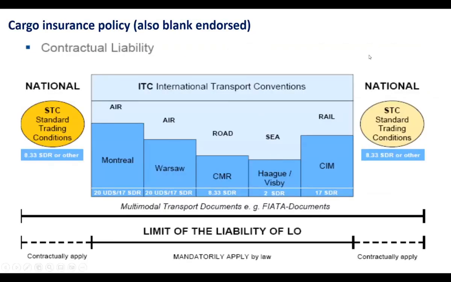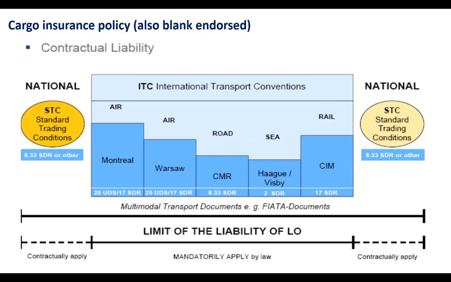Now let's go back to look at the cargo insurance policy, also known as a blank endorsed. Every cargo insurance policy, cargo can be transported across various modes. And all the various modes have got their peculiar international conventions that they use. And this specifies the contractual liability, and it also sets out the limit of liability, which are mandatorily applied by law.